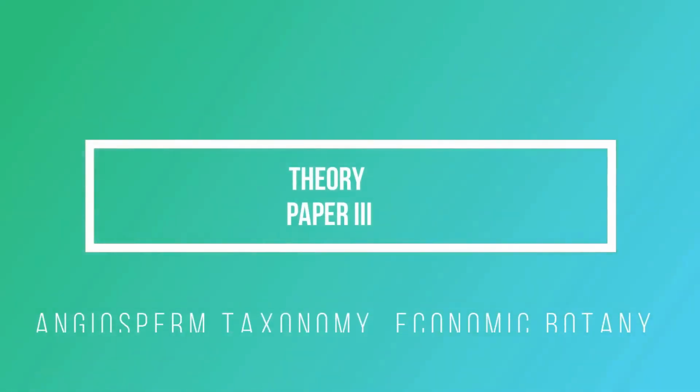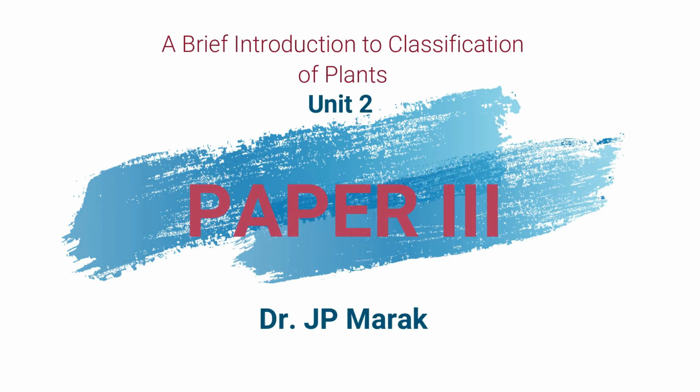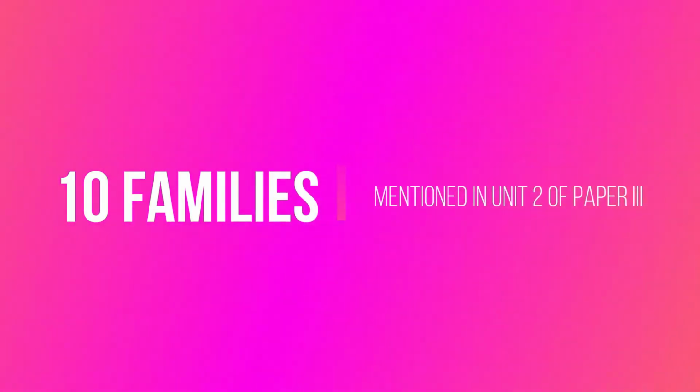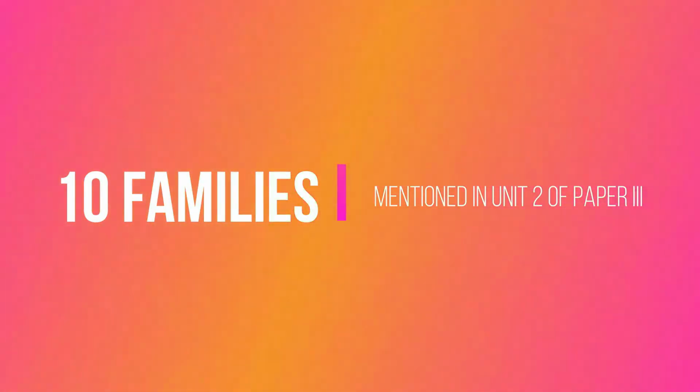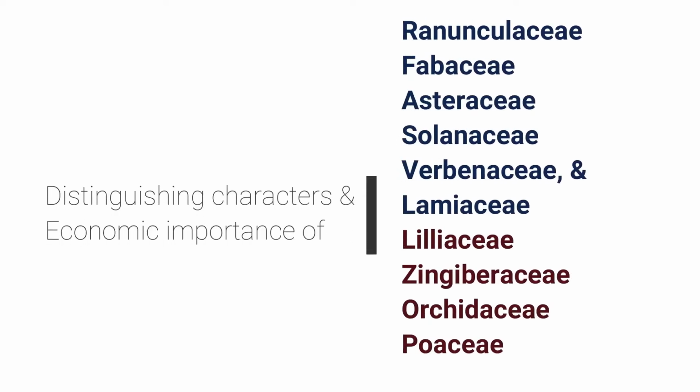Well, good morning, everyone. This class is a part of Unit 2 of your paper 3, okay? Angiosperm taxonomy, economic botany, ethnobotany, and phytogeography. Now, in this brief introduction to classifications of flowering plants, we will try to get a sense of all the 10 families mentioned in the Unit 2 so that we get a clear perspective of their taxonomic position in system of classifications given in earlier unit, that is Unit 1 of the same paper, before we understand the distinguishing or identifying characters and their economic importance.